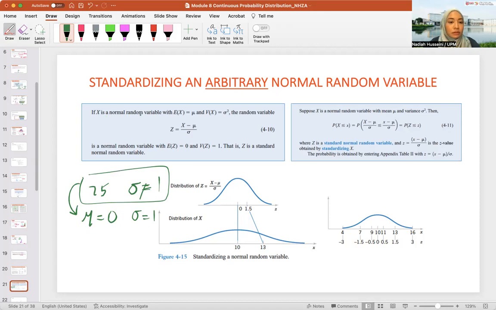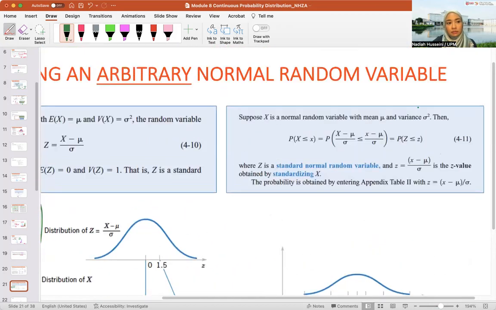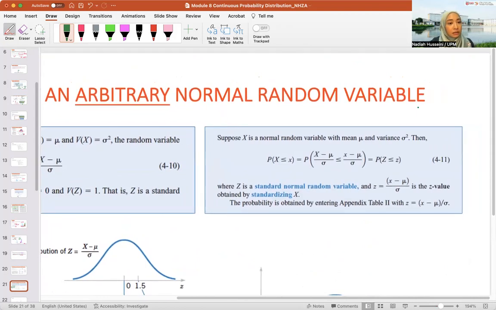So if X is a normal random variable with a mean of mu and a variance of sigma squared, the random variable Z is equal to X minus mu over the standard deviation. This is how you would standardize your normal distribution. If you have a value X that does not align with the numbers given in the table, which is for Z, this is how you can convert it to Z. Your value minus the mean, over the standard deviation.